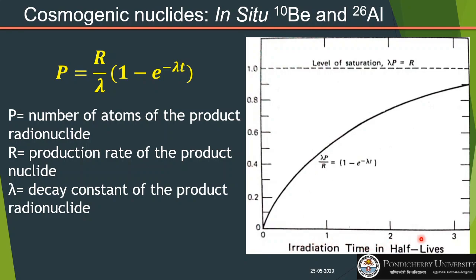Here the time axis is shown in terms of the half-lives. So for any given cosmogenic nuclide, within almost 3 half-lives, the concentration of that nuclide in that particular target material would reach about 90% of the saturation level. That means after that, no matter how much more time you give, you are not going to increase the concentration of that radionuclide in the material. So it is almost saturated with respect to the production of that cosmogenic radionuclide.